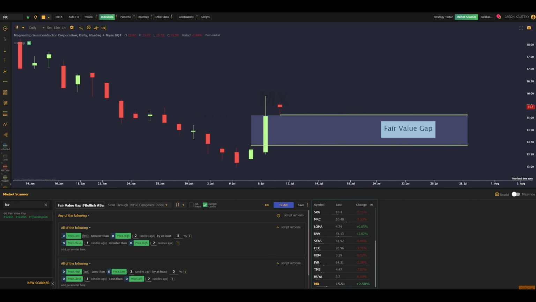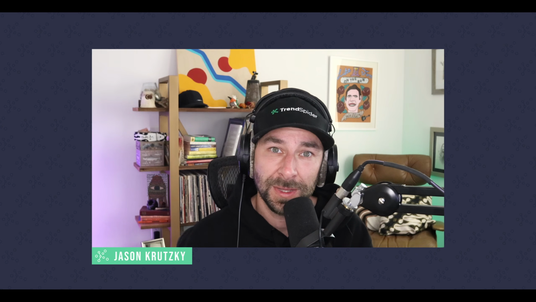So there you have it, folks. Some quick and easy ways to utilize the fair value gap indicator on the TrendSpider platform. Now remember, we do consider this an experimental indicator, so if you plan to use it in your trading, keep that in mind.